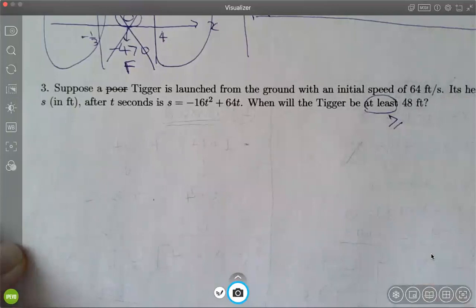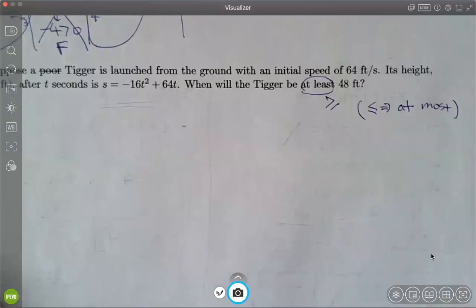Now, as a side note, what would be the phrase for less than or equal to? It is the opposite of greater than or equal to, so you have to think about the opposite of at least. At most. At most means the maximum possible value, so it has to be less than or equal to, but at least means the minimum possible value, so that's why it's greater than or equal to.